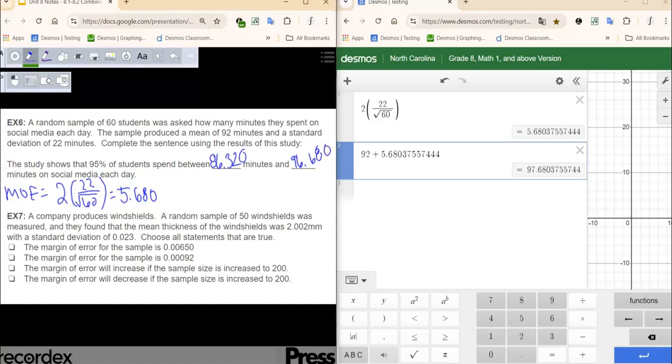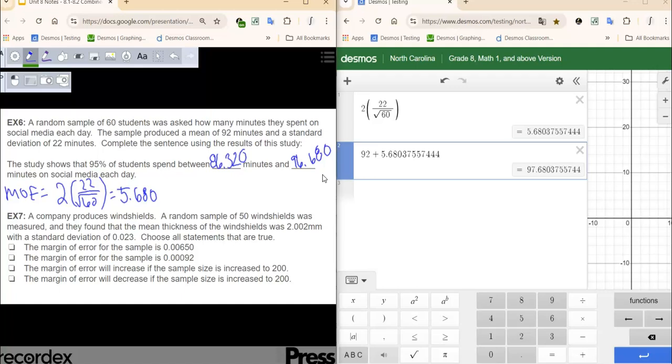Okay, so if you take any random sample of 60 students, you would expect their average to be somewhere between 86.32 and 97.68. 95% of the time it would fit in between those two numbers.